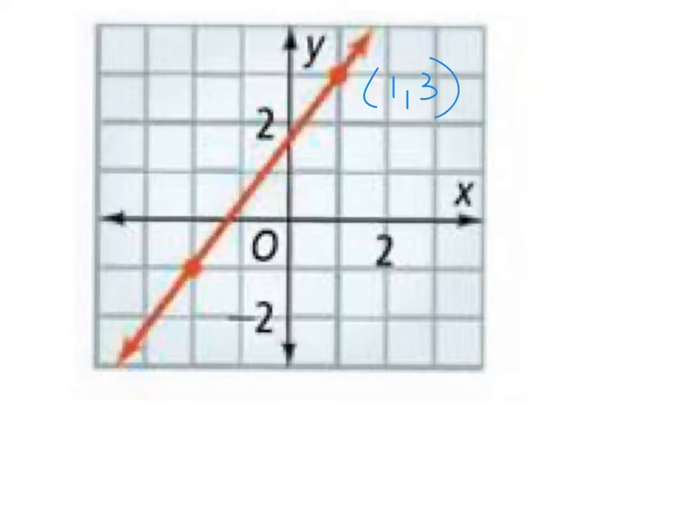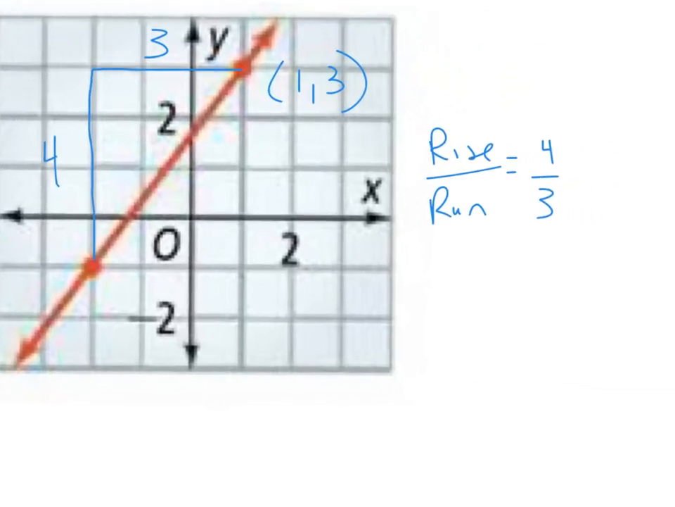Now I need to use slope. So I'm going to do rise over run. Okay, so I am rising, count it out, 1, 2, 3, 4. So I'm rising 4, and then I'm running 1, 2, 3, so I'm running across 3. So now if I'm thinking about rise over run, my rise is 4, my run is 3. So in this case, my slope is going to be 4/3.